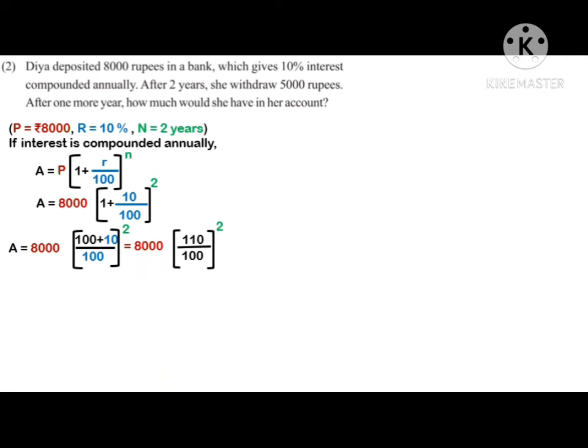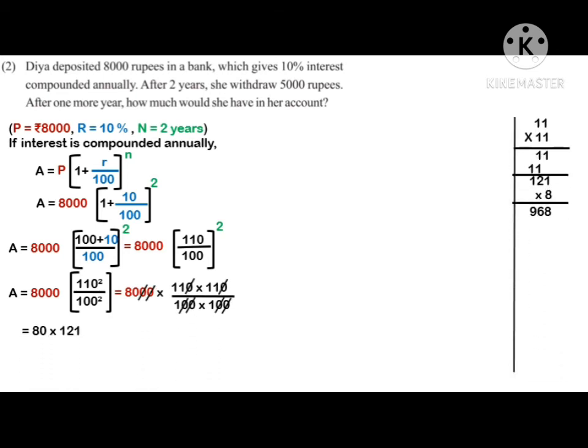It can be written as 8,000 into 110 by 100 square. That is equal to 8,000 into 110 square by 100 square. That is equal to 8,000 into 110 into 110 all divided by 100 into 100. First cut these zeros and solve. We get 9,680 rupees. So we can say Dia would have 9,680 rupees in her account after 2 years.